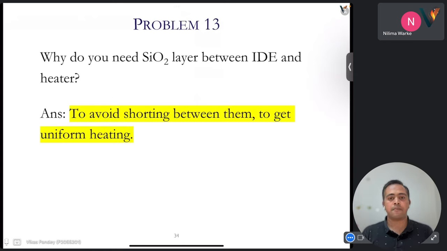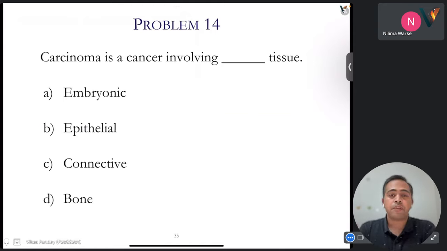Okay, any doubts still here? Let's move to the next question. A very crucial type of cancer, which is a very dangerous one, was discussed in the class, and which is carcinoma. Is a cancer involving which type of tissue? Embryonic, epithelial, connective, or bone tissue? Any answers?